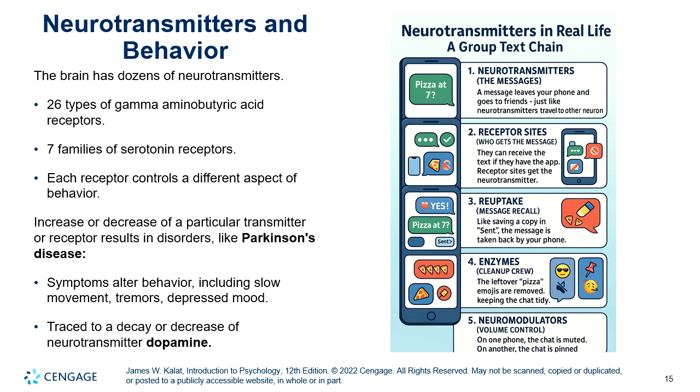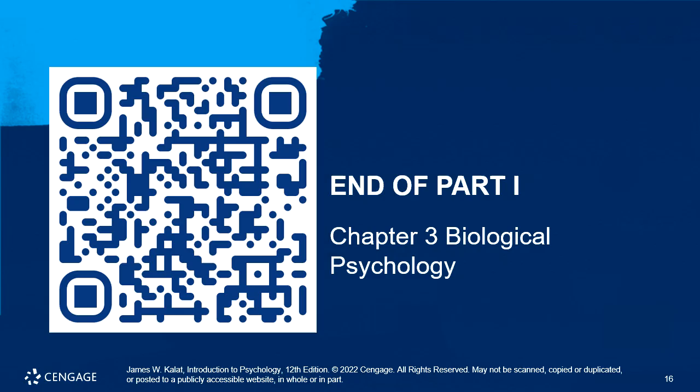Therefore, your brain is basically one giant super fast group chat where billions of messages fly every second. Without neurotransmitters, receptor sites, reuptake, enzymes, and neuromodulators, all that communication would be chaos, like trying to plan pizza night in a 500-person group text with no rules. All right, we're ending it here.